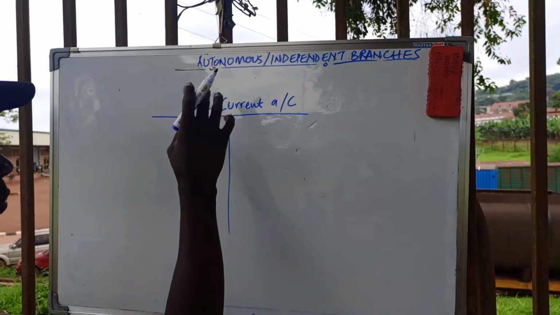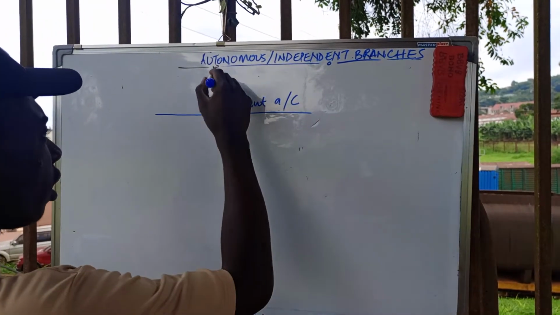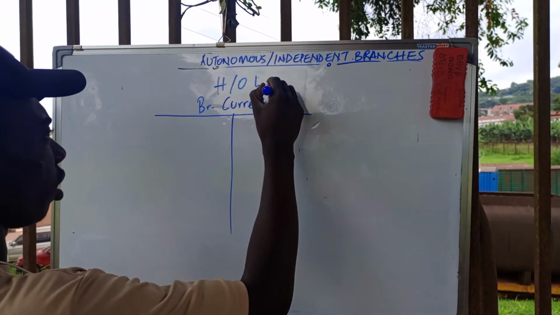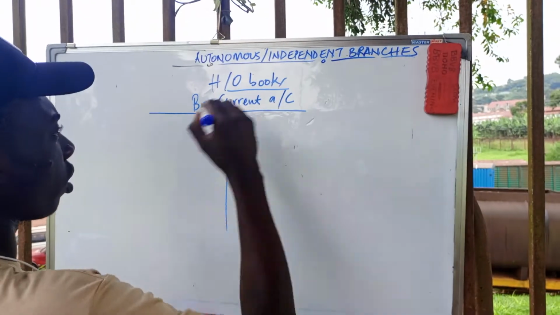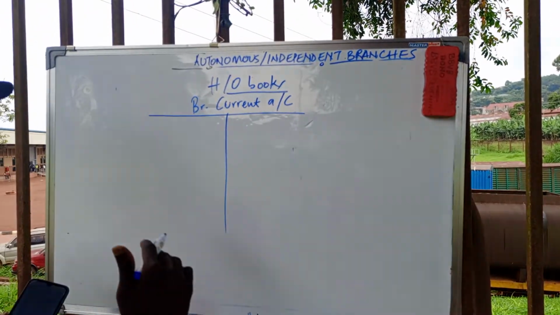So what I'm opening up, since it is the branch current account, it means I'm the head office now maintaining this account. This is the head office books, since it is the head office that maintains the branch current account.